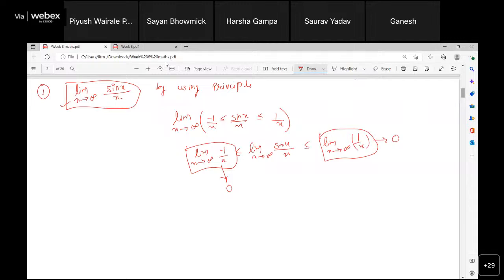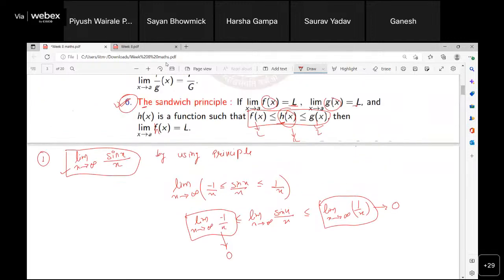So by using the sandwich principle, I can say if my function h of x lies between f of x and g of x such that this condition is satisfied, then the limit of f of x is L and g of x is also L. So I can say the limit of this particular function also tends to L. So the limit of this function will also tend to 0, right? So limit x tends to infinity, sin x by x equals 0.